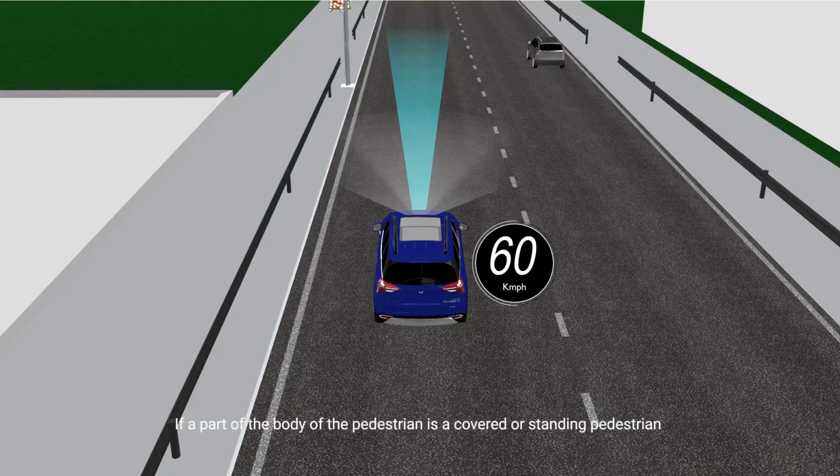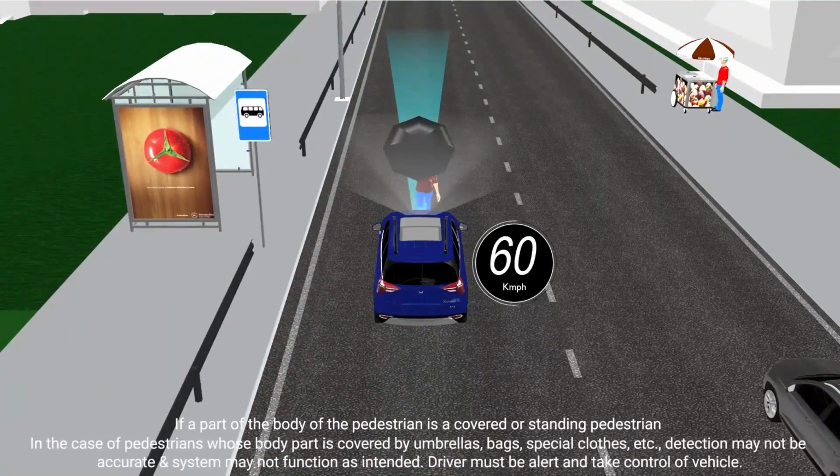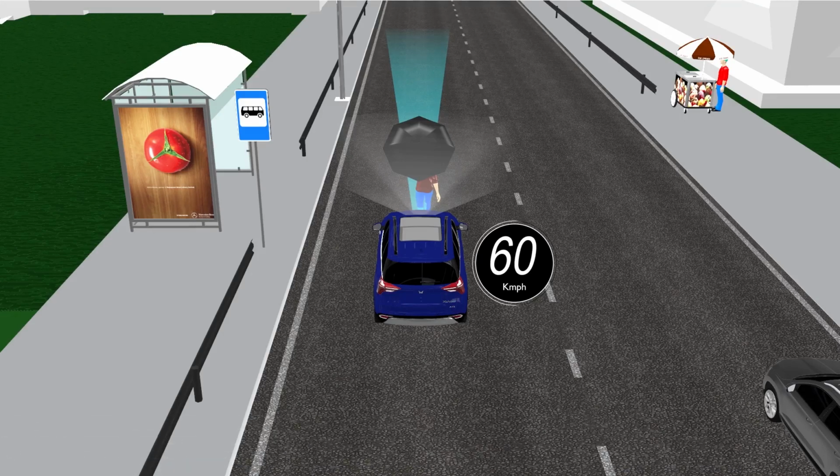If a part of the body of the pedestrian is covered, or a standing pedestrian. In the case of pedestrians whose body part is covered by umbrellas, bags, special clothes, etc., detection may not be accurate and the system may not function as intended. Driver must be alert and take control of the vehicle.